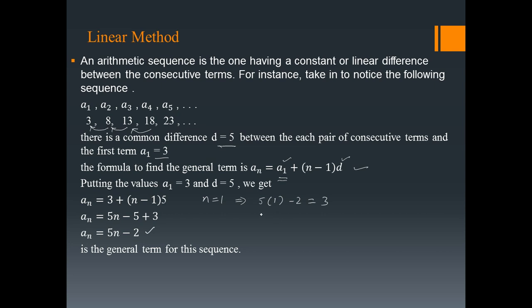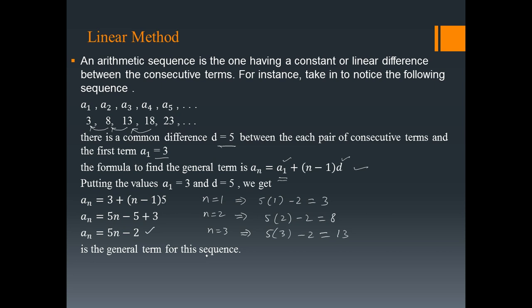Then if we put n is equal to 2, we are getting 10 minus 2, which is 8, the second term. Then if we put n is equal to 3, 5 multiplied by 3 minus 2, we are getting 15 minus 2, 13, which is the third term. So this is the general term.